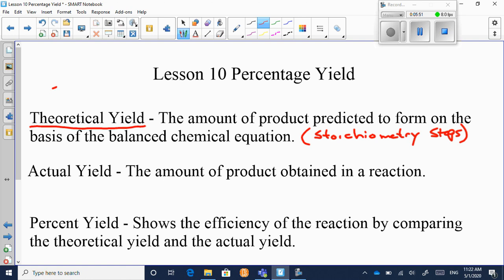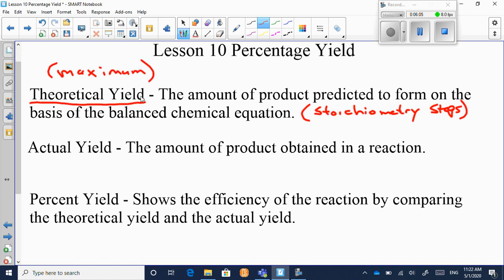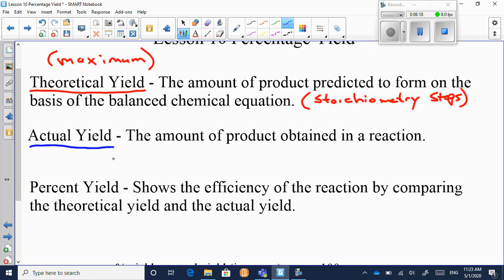It's also the maximum amount. If everything went perfectly, we would make the theoretical yield. But as you're going to see, you rarely do make the theoretical yield. So the actual yield is the amount of product obtained in the reaction. So if you actually went into the lab and did the reaction, this is the actual amount you would get. And then we have this other term called the percent yield, which is a comparison.